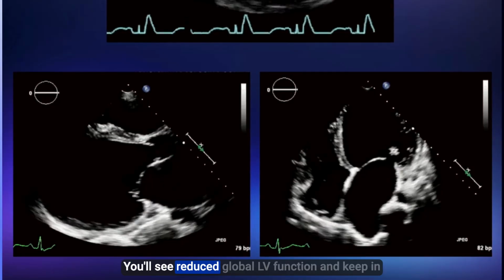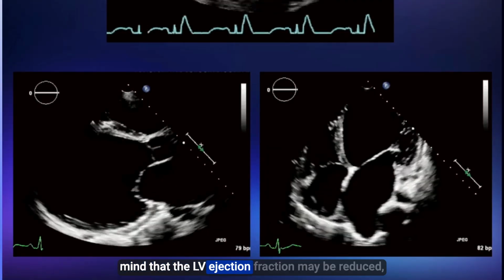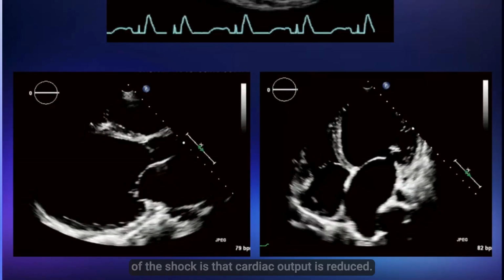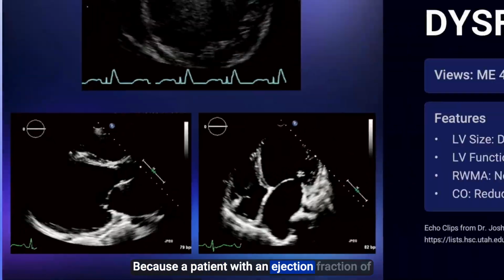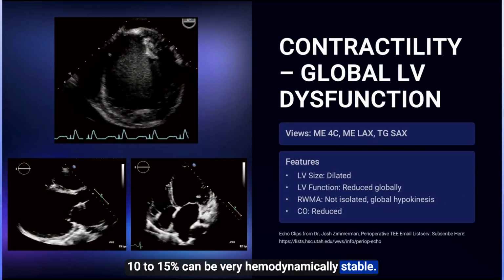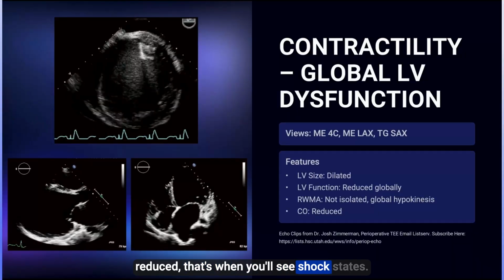The features you may see are a large dilated left ventricle. You'll see reduced global LV function. And keep in mind that the LV ejection fraction may be reduced, but what matters the most here as the cause of the shock is that cardiac output is reduced, because a patient with an ejection fraction of 10 to 15% can be very hemodynamically stable. But if their cardiac output is significantly reduced, that's when you'll see shock states.